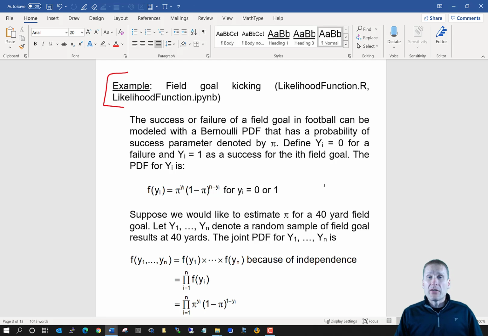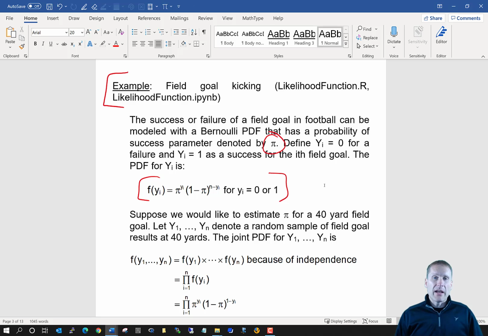I go out and kick another field goal. Again, y sub 2 would be 0 or 1 for failure or success. And let's say that the probability of success on every single kick is the same. So I'm doing these kicks under similar circumstances, and this probability of success is denoted by the Greek letter pi. Here's what the actual PDF would look like for this particular Bernoulli PDF.